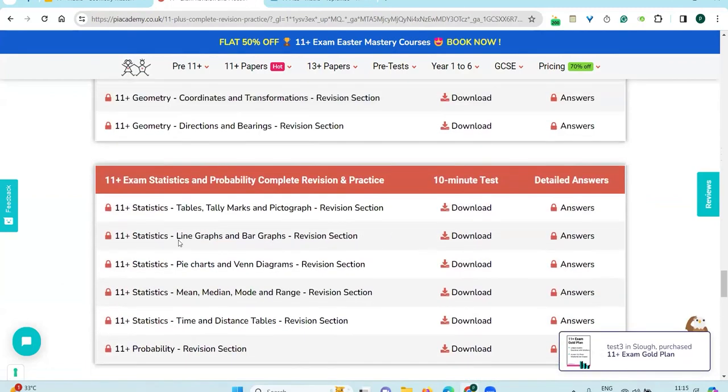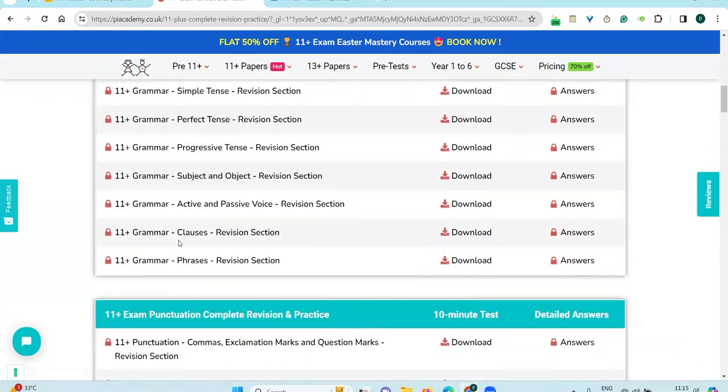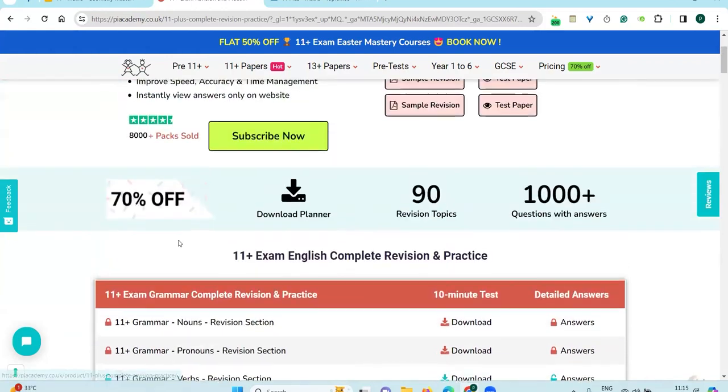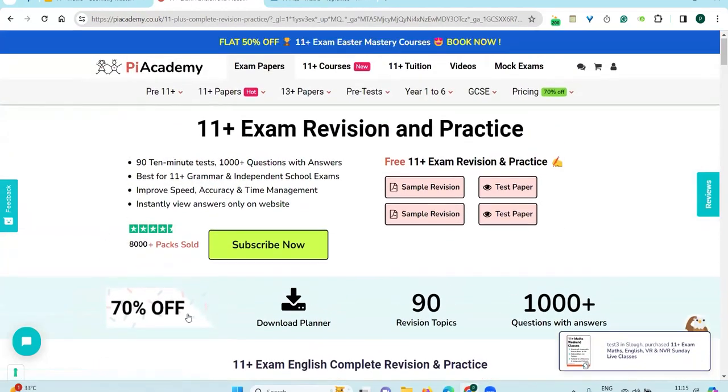So you can check out our 11 plus revision and practice pack. Now, these are great for kids to recall the concepts that they learned in the recent weeks. So yes, please do check out.